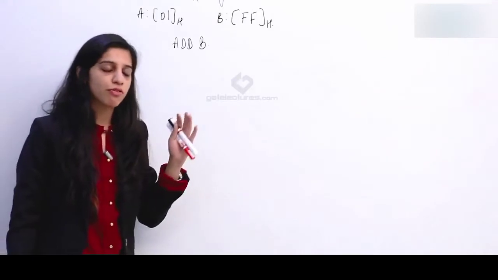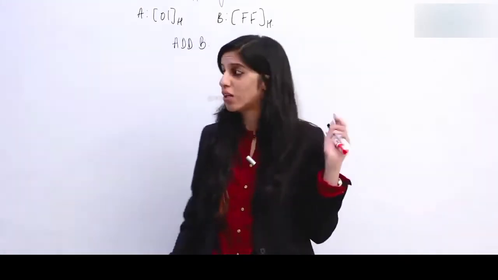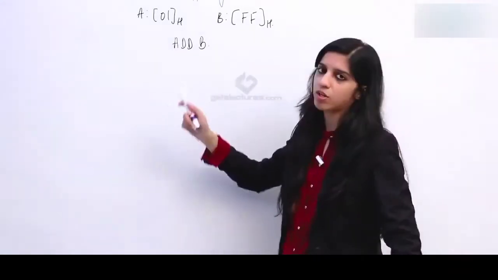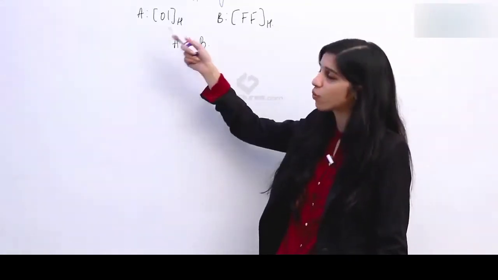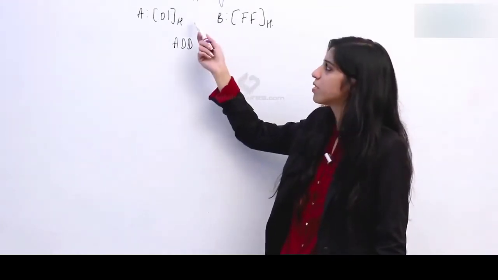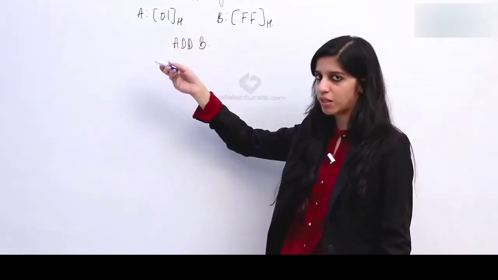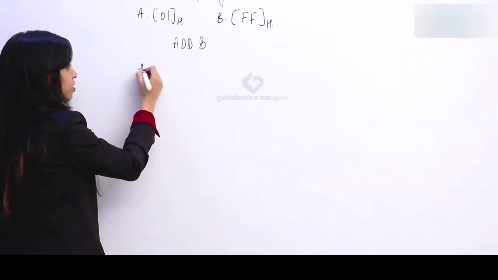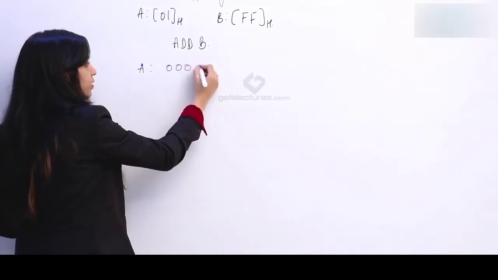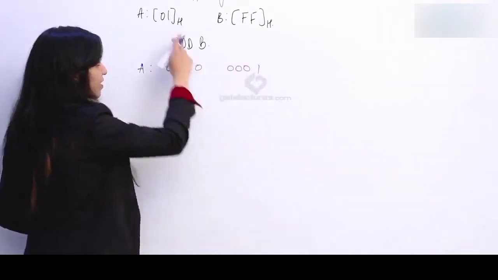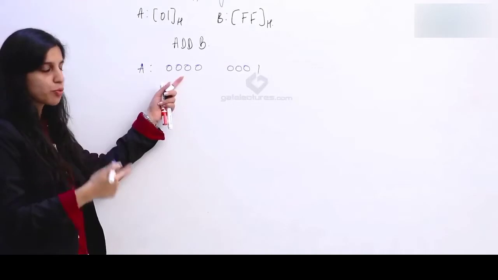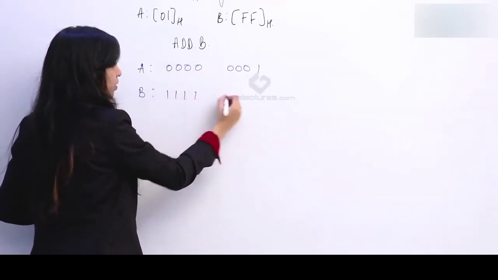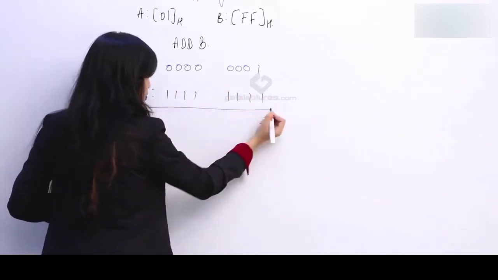One more thing, the values of the flag registers are going to be determined based on the values of the accumulator. The flag register's value can only be changed according to the contents of the accumulator. Fine. So let us just perform the operation first. A is holding this value 01. This 01 was in hexadecimal, I just converted it into binary first. Contents of B are FF, which is 1111 1111. I'm just going to add.